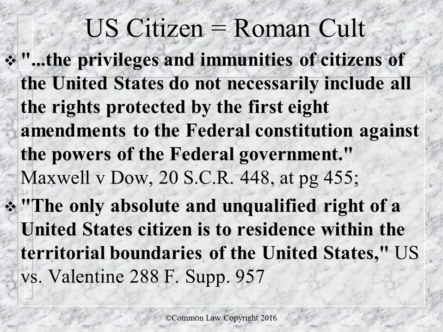The privileges and immunities of citizens of the United States do not necessarily include all the rights protected by the first 8 amendments to the federal Constitution against the powers of the federal government. That's the U.S. Supreme Court. The only absolute and unqualified right of a U.S. citizen is to residence within the territorial boundaries of the United States. A U.S. citizen is a slave. Okay? This is all coming from the Roman cult.